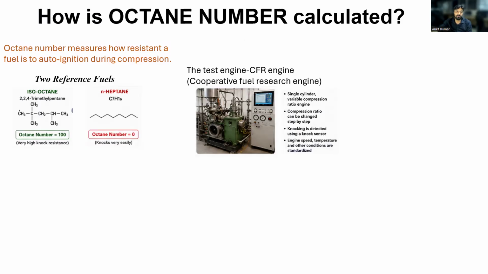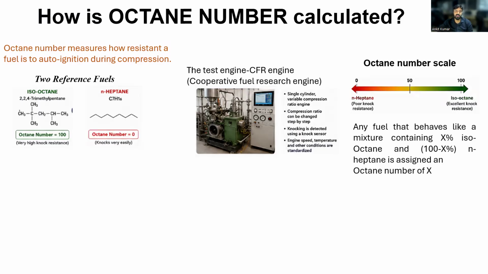And then you detect the knocking using a knocking sensor, based on the engine speed or temperature and other conditions that you will fix here. So at different fuel ratios, you are measuring the knocking of the fuels using the knocking sensor. And there is an octane number scale that has been defined from 0 to 100. As I have told you, 0 is defined for N-heptane, which has very poor knocking resistance, and for isooctane, which has excellent knocking resistance, it is 100.